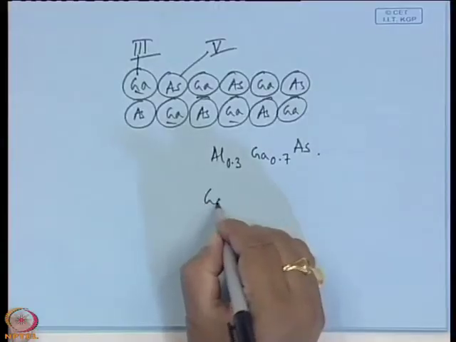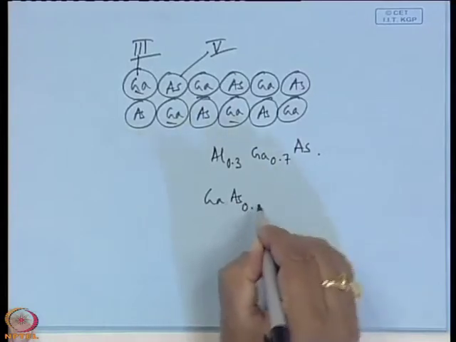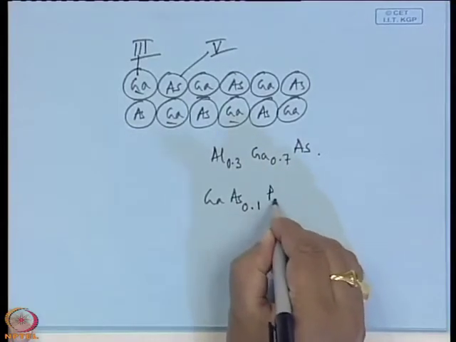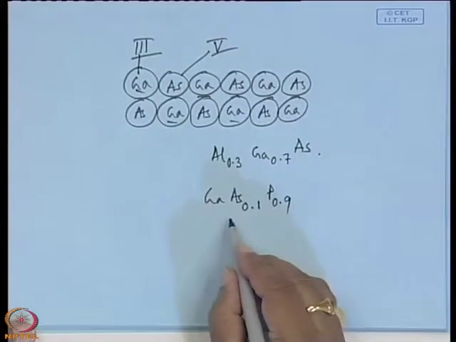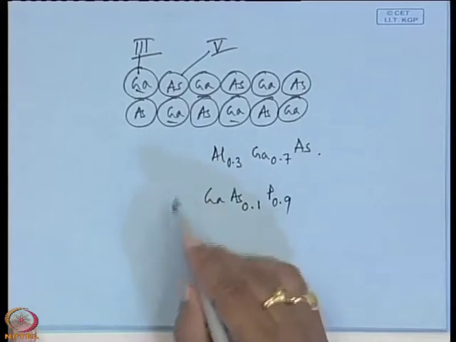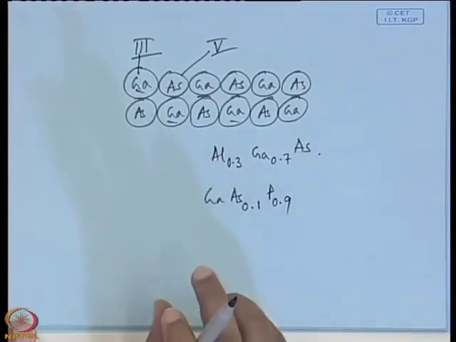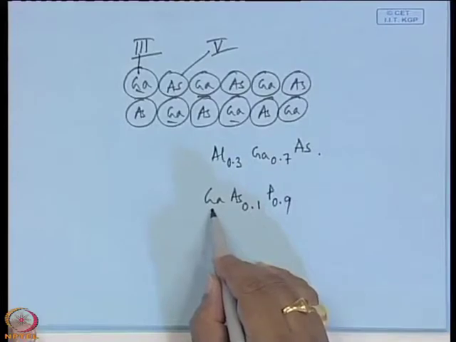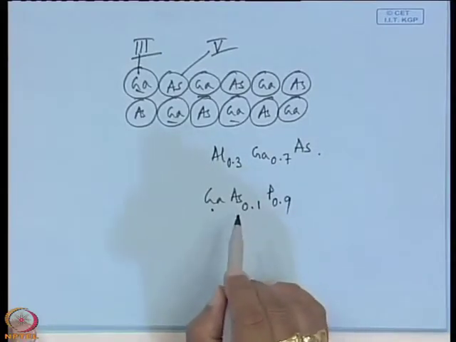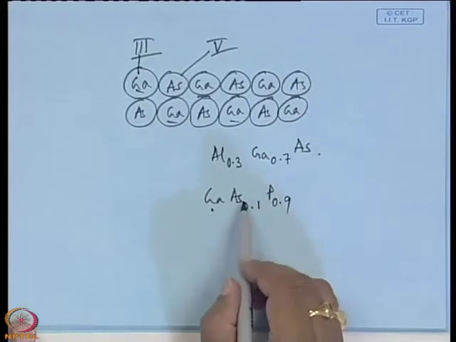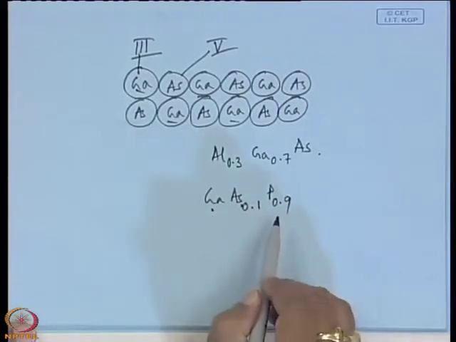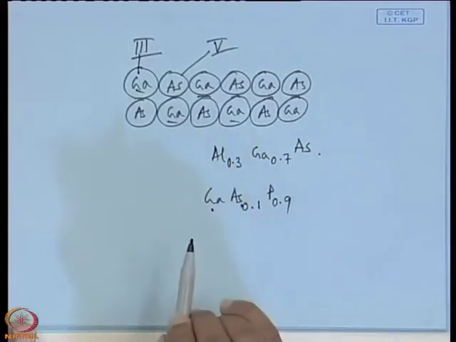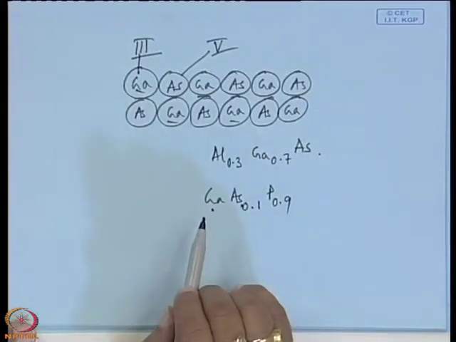Similarly, say gallium arsenide 0.1, phosphorus 0.9. It means all the 100% positions of the group 3 sublattice will be occupied by gallium. 10% of the group 5 sublattice will be occupied by arsenic and the remaining 90% of the sublattice will be occupied by phosphorus. So, that is the thing.